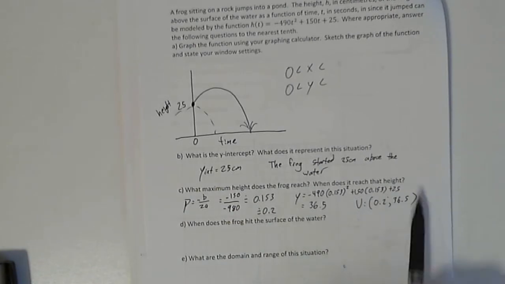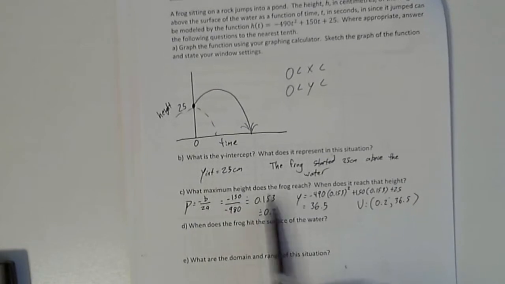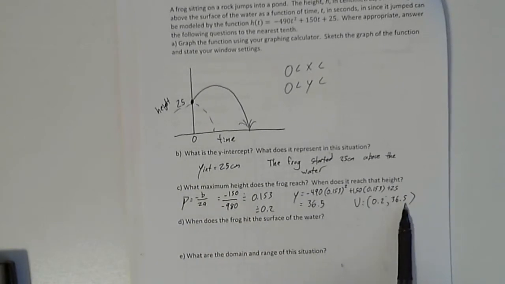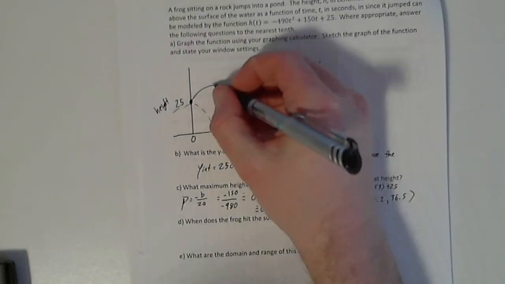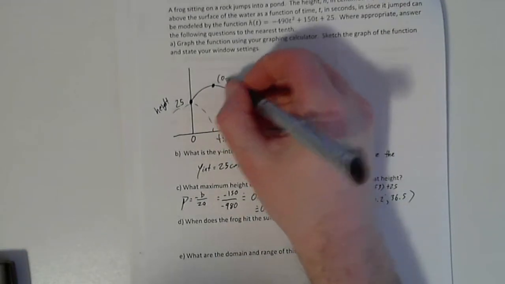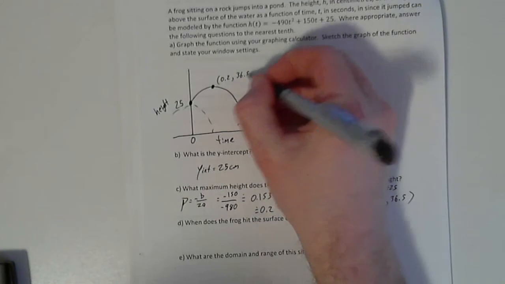What's the maximum height? You should write this out, but I'm just going to skip it. The maximum height is 36.5 centimeters above the height of the water. When does it reach that? 0.2 seconds into the jump. So we actually have our point here at (0.2, 36.5), roughly.